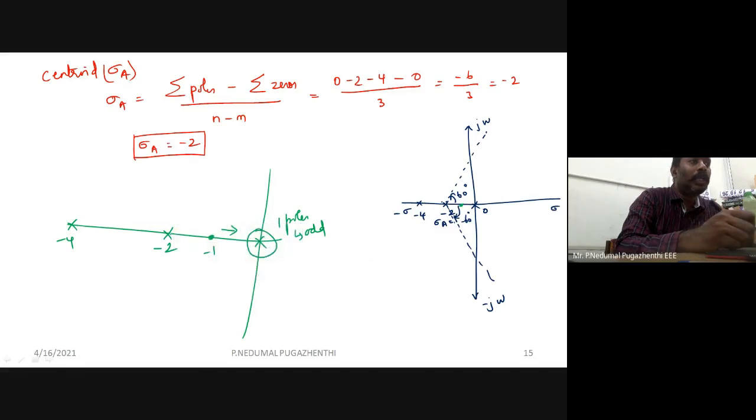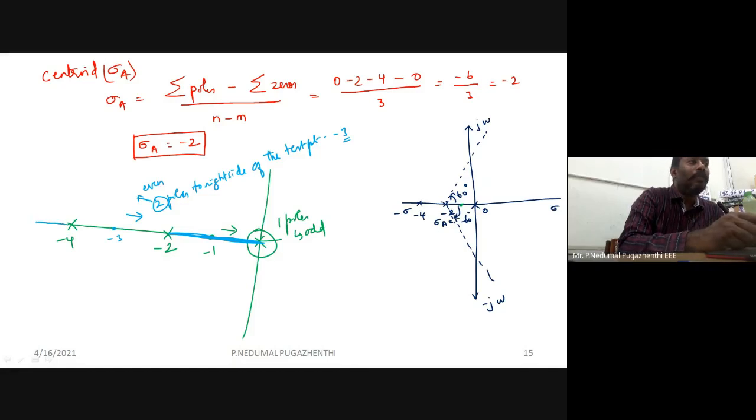Through this point, I definitely have a root locus passing, and this is true up to minus 2. If I take a test point at minus 3 and look to the right side, I have two poles to the right of the test point, and 2 is an even number, so you will not have a root locus branch.